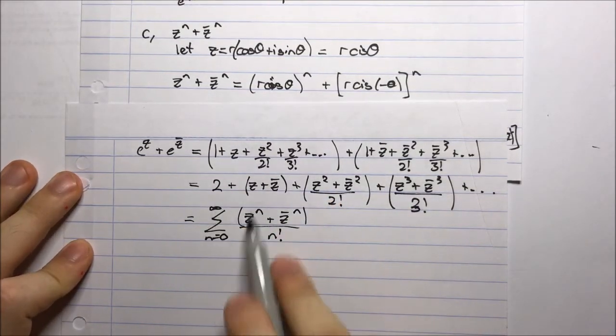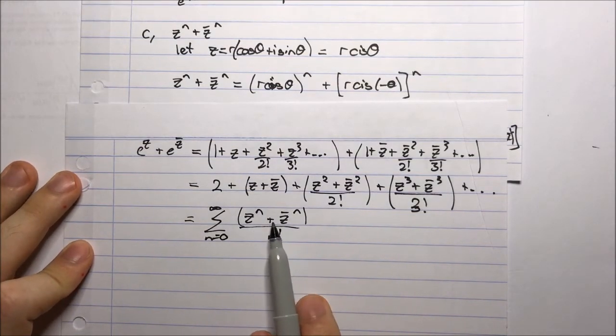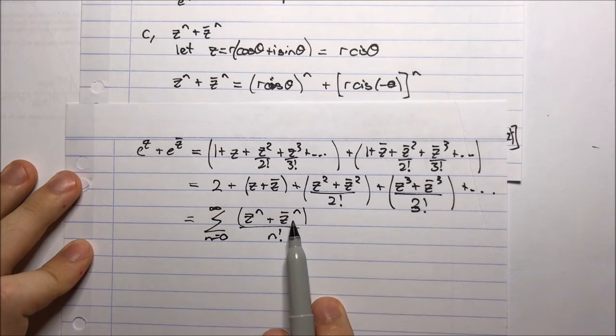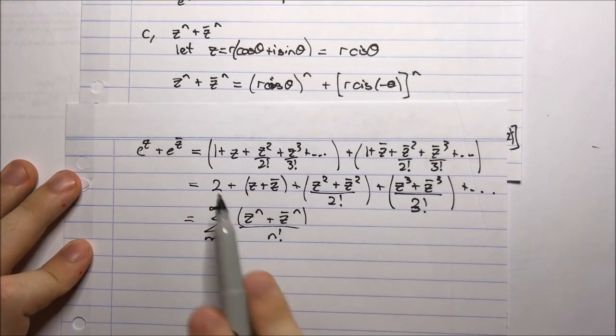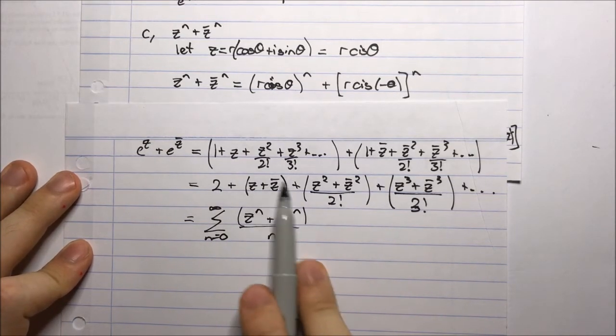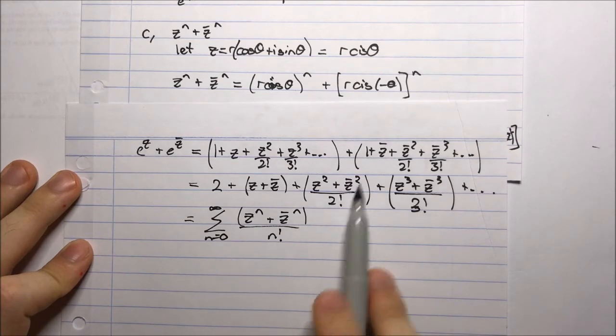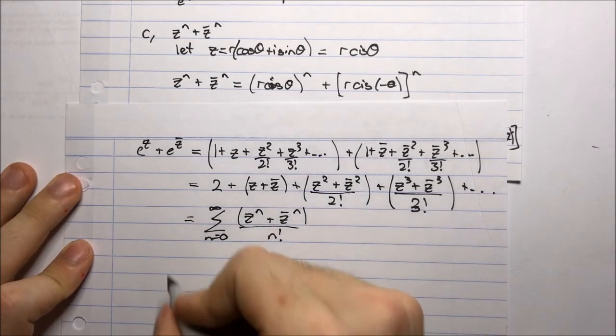Now, is this the same as this? Well, sure it is. If n is 0, this is z to the 0, which is 1, plus z bar to the 0, which is 1. So that's 2 in the numerator, divided by 0 factorial, which is 1, and we get 2. For the n equals 1 term, we recover this term here. For the n equals 2 term, we get this term. For the n equals 3 term, we get this term, and so on.